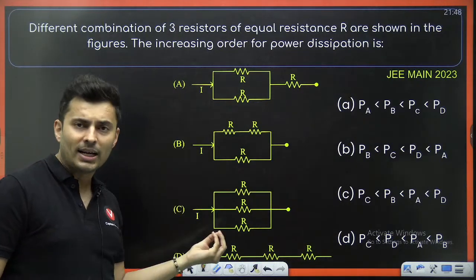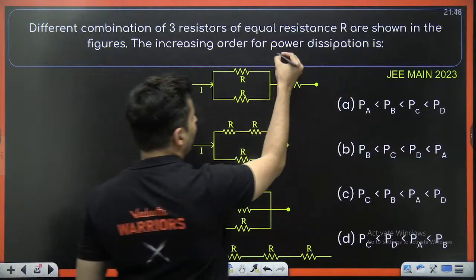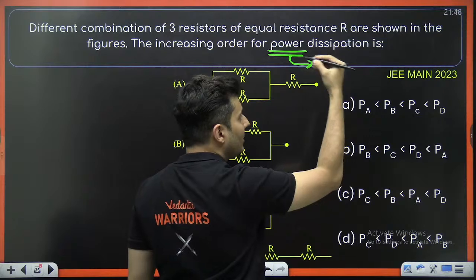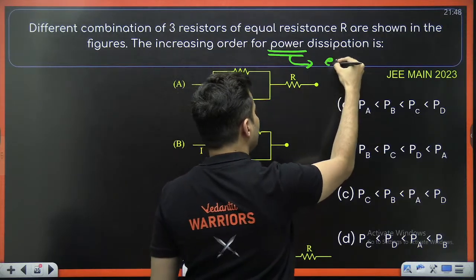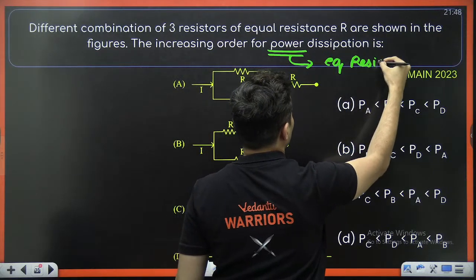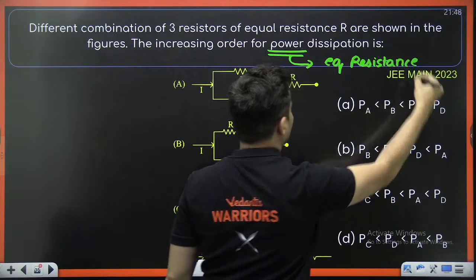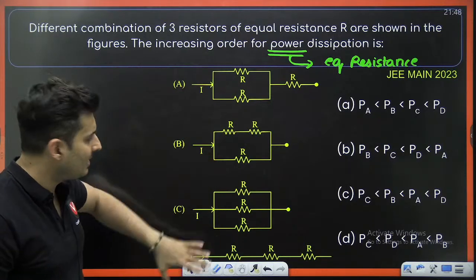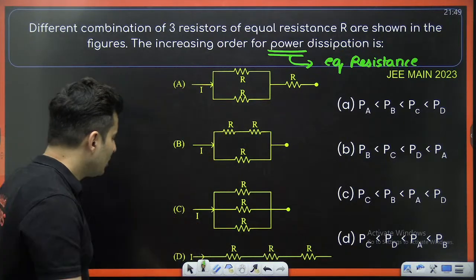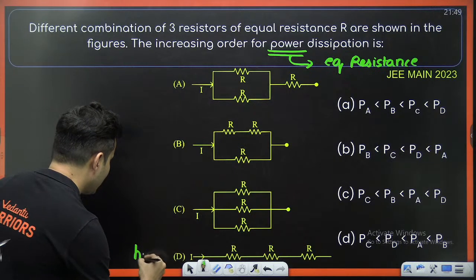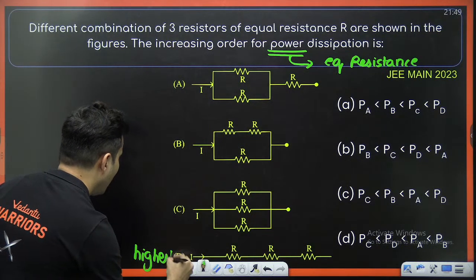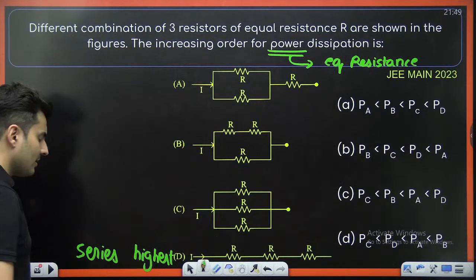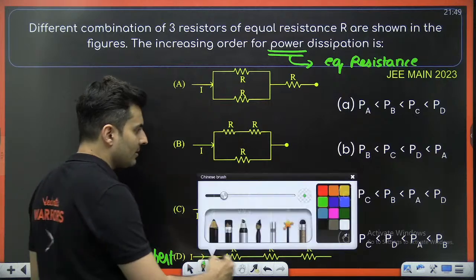See, power is I squared R. So if you have to arrange in increasing order of power, you basically have to arrange in the increasing order of the equivalent resistance. As simple as that. Now if you see, all permutation combinations are there. Here this is in series, so this will be the highest resistance, because whenever you are in series, you will get the highest equivalent resistance.